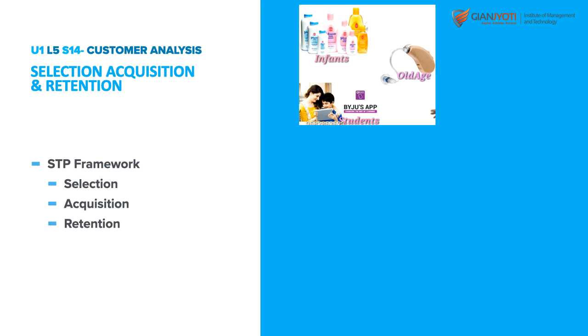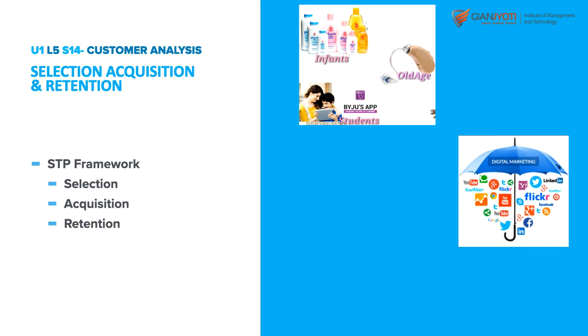So under the STP framework, three important things, the first is the selection of the customer. For example, if you look at this infographic, Johnson always looks at the segment of children. There are certain medical aids and medical equipment manufacturers who are looking at old people. So that becomes their segment. Baiju's app is for students. So selection is very important.